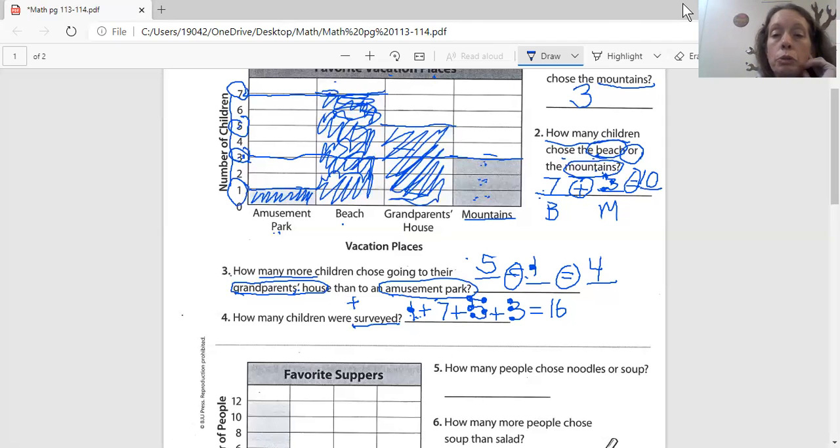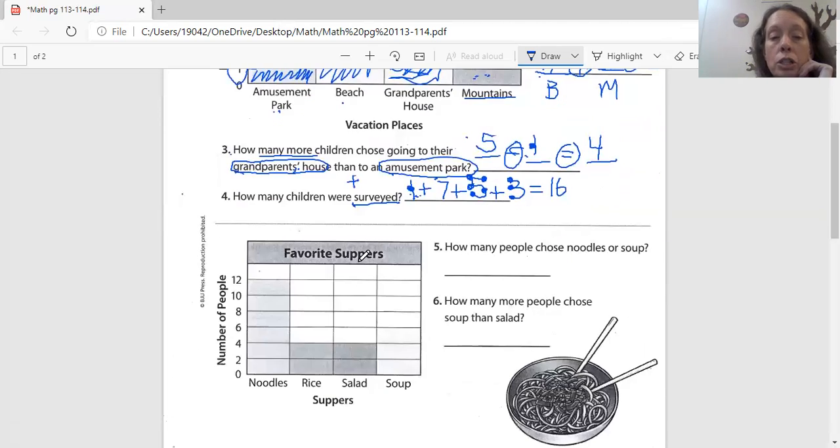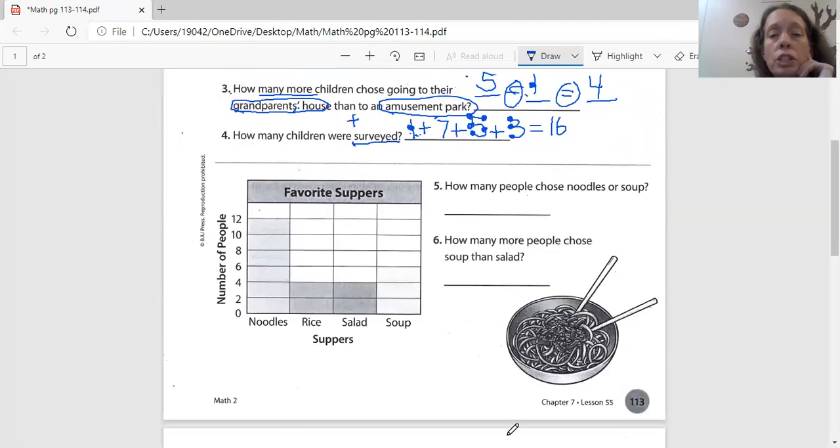Very good, you're doing great on this. Let's go down to the bottom. We have a new graph, and let's look at the parts of the graph. Right up here, I've got the title. So if you wouldn't mind, write a T over here for title. That way I'll know you know the part.